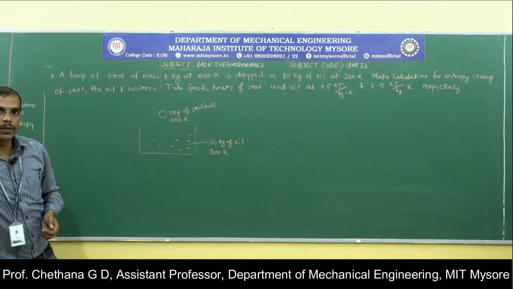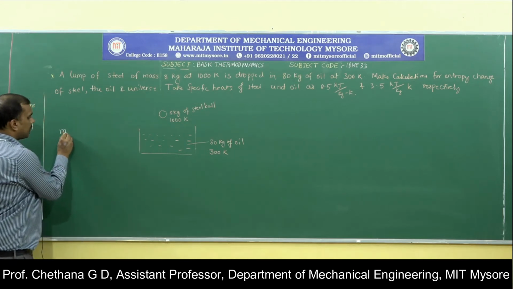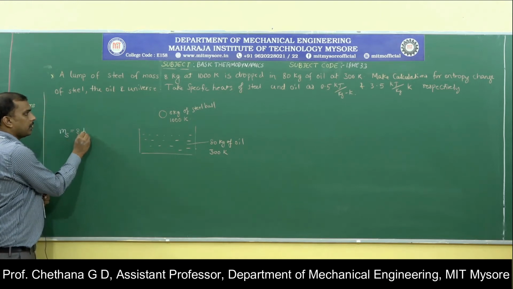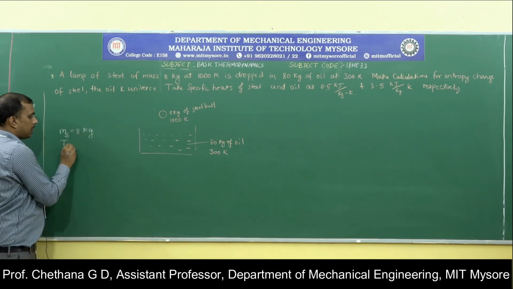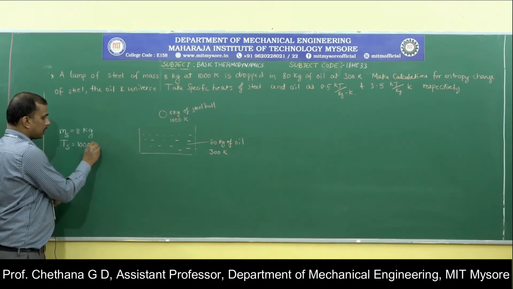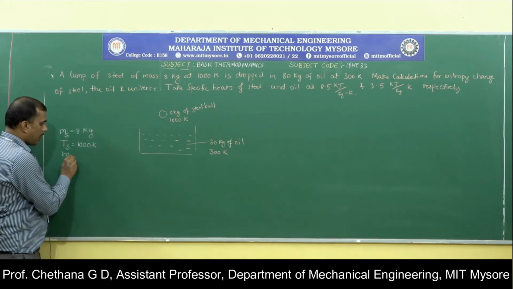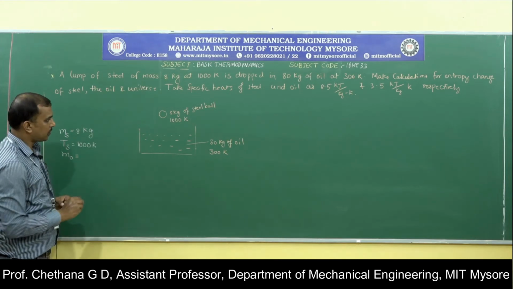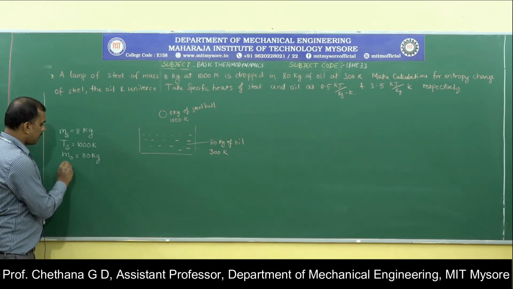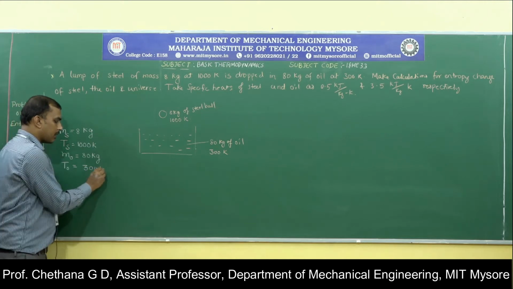Now we need to denote it with a proper notation, that is, let us consider the steel ball as m suffix s, that is 8 kg, temperature of steel as T suffix s, which is at 1000 Kelvin. Of course, this is the initial temperature of the steel. Then mass of oil, let us denote it by m suffix o, which is 80 kg. Then temperature of the oil initially is 300 Kelvin.